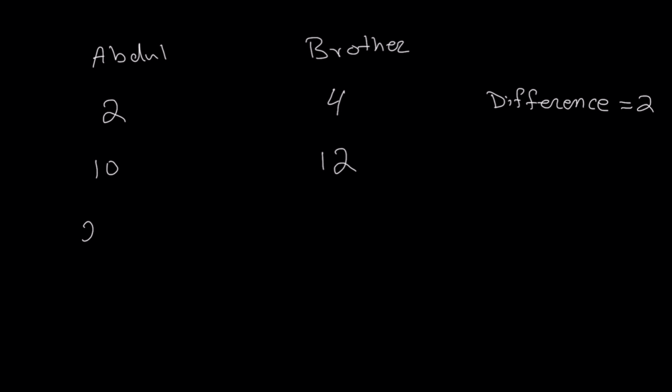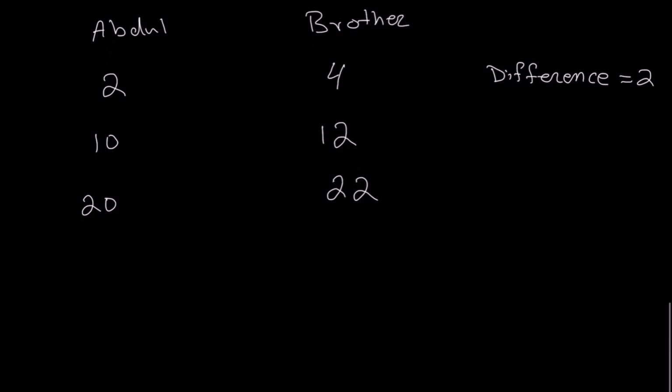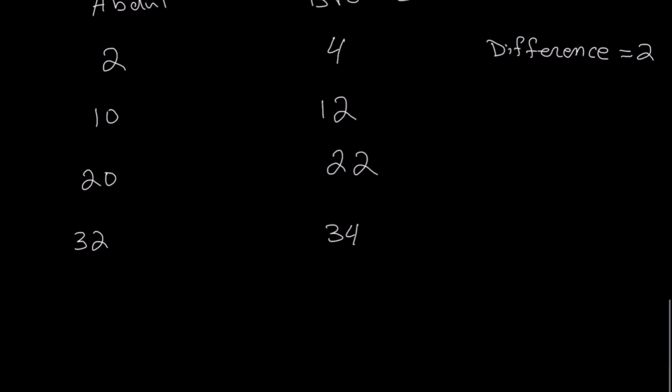And when I was 20 years old, he would be 20 plus 2, 22 years old. So finally, to get to that question, when I'm 32 years old, he will be 34 years old. So how do we get this?